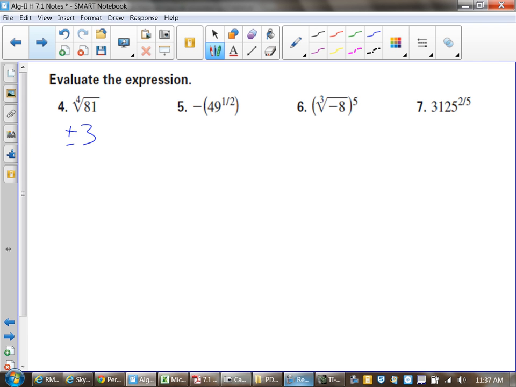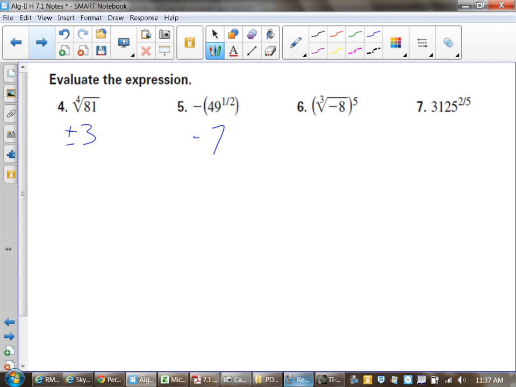What does the half power mean again? Square root. Yeah, the 2 root. Yeah, it's fine. Now, what's the square root of 49? Now, with that negative out in front, what do you think it's looking for? Just looking for the -7. That's all it means. Okay?